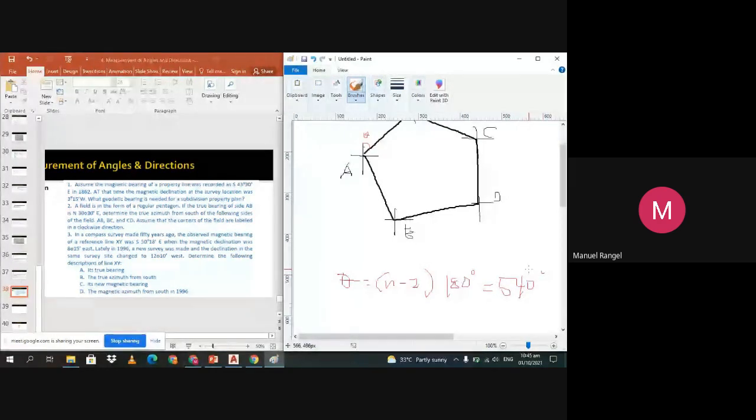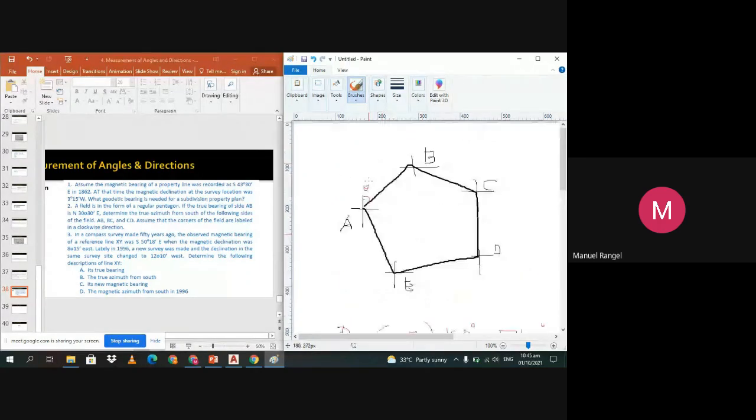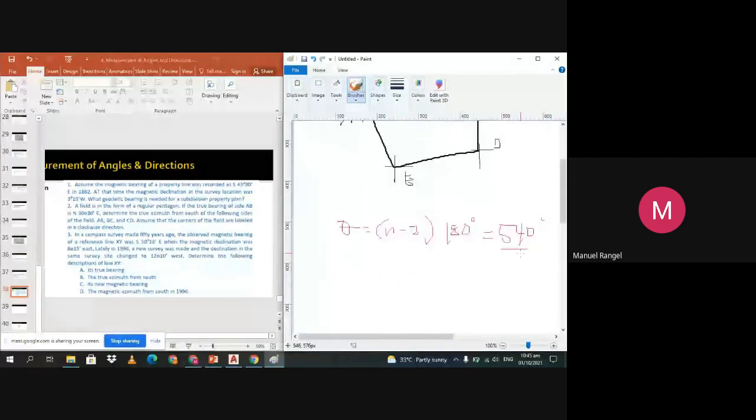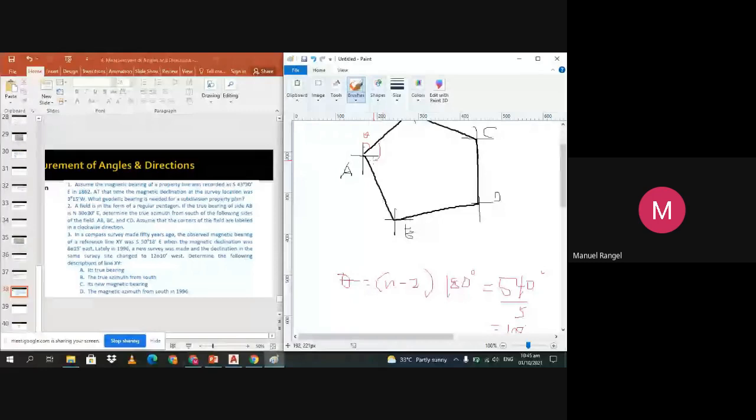So we know that the pentagon is a regular pentagon. So equal ang iyang mga angle, no? Equal ang iyang mga interior angles sa kada point. So divided by 5. So the angle from each point is equal to 540 divided by 5, 108 degrees. Tama na ang mga angle. The interior angles from each point.